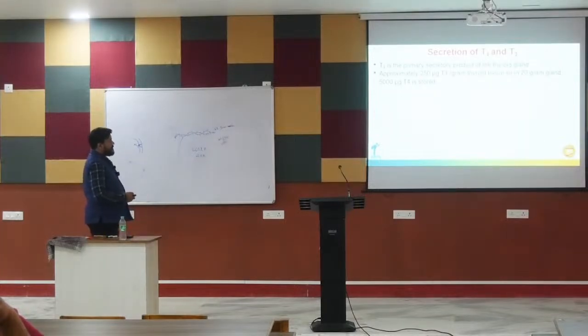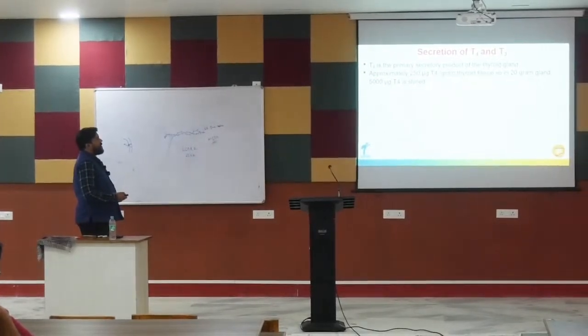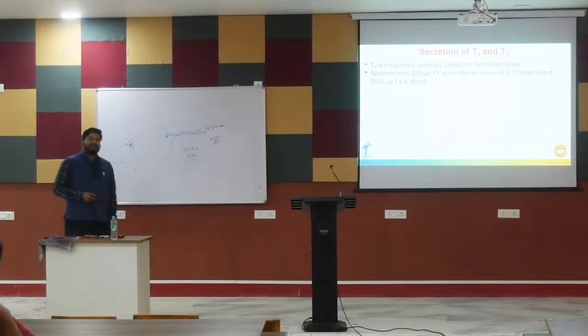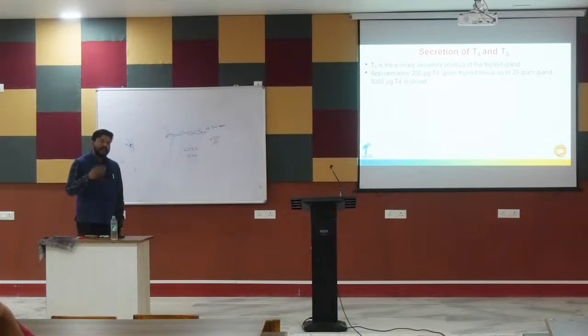Now secretion of T3 and T4. T4 is the primary secretory product of the thyroid gland. Approximately 250 microgram of T4 per gram of thyroid tissue, so in a 20 gram gland, 5000 microgram of T4 is stored. A huge amount of T4 is normally stored in your thyroid gland for the body's need. Normally there is continuous secretion of T4 and T3 into your blood.